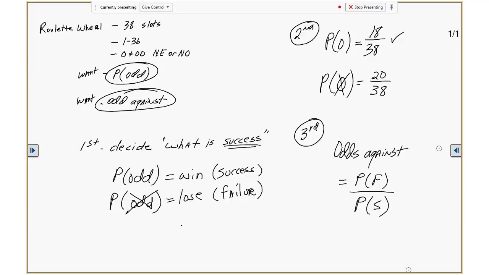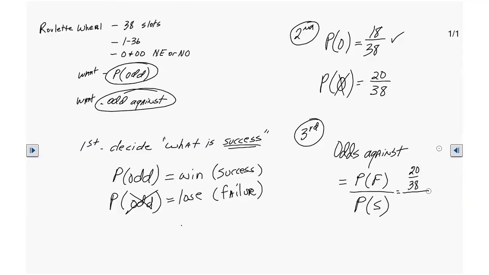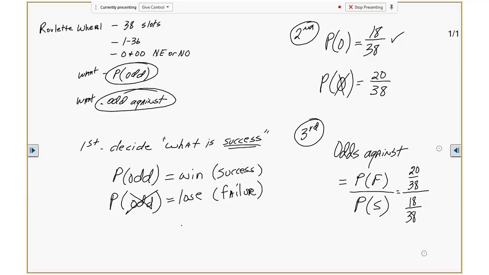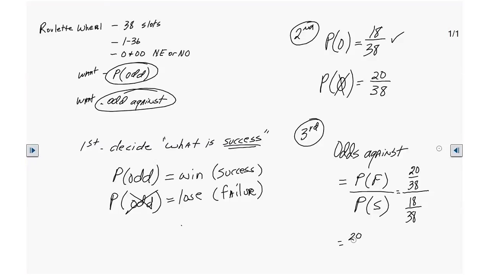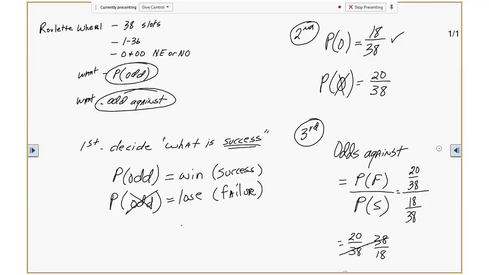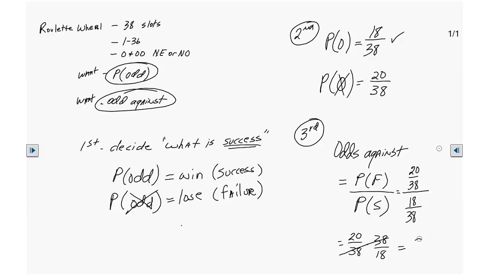So, what is the probability of failure? 20 over 38. What is the probability of success? So my odds of hit is equal to 20 over 38 multiplied by 38 over 18. And 38 to do what? So my odds of hit are 20 to 18.